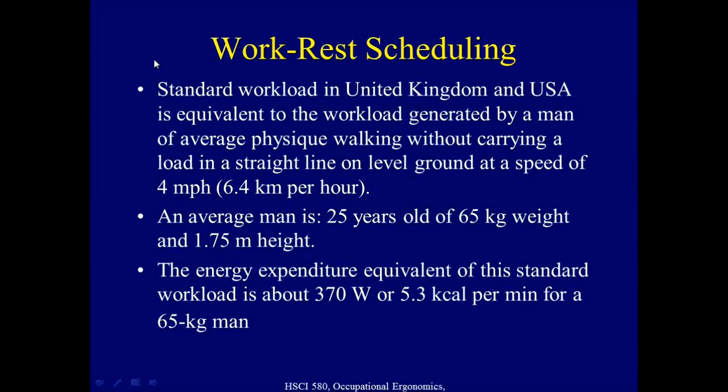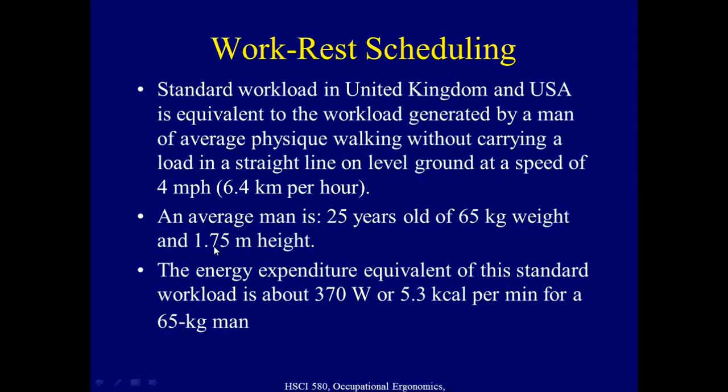So work rest scheduling then, this is a standard workload in the United Kingdom and the United States. It's equivalent to the workload generated for a man of average physique walking without carrying a load in a straight line on level ground at a speed of 4 miles per hour, or about 6.4 kilometers per hour. So an average man, let's say he's 25 years old, weighs about 65 kilograms, and is about 1.75 meters in height.